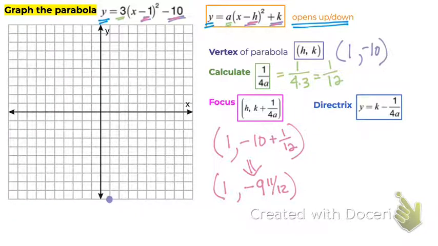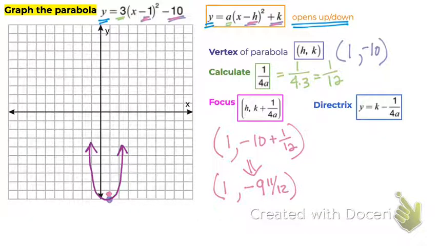So it's almost negative 10. It's so close. This is probably a little bit further up, but my dots are so big, that's where I'm going to put it. So now that I know where my vertex is and I know where my focus is, I can sketch my parabola. Remember, the focus needs to be inside my parabola.